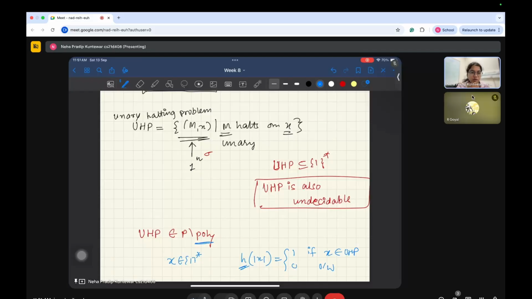If you just remove this advice, then we won't be able to decide whether it's in the language or not. Why? Because even if the advice is not there, I would just be having a sequence of ones, but that is undecidable. So how does a deterministic Turing machine do it? By definition, forget about poly time, we just cannot come up with a Turing machine.